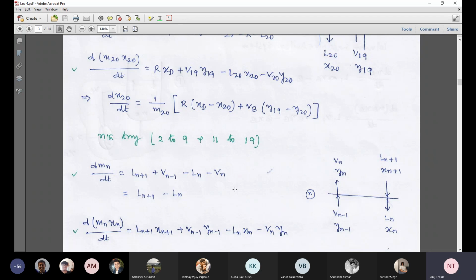If you have finished this one, you go for the feed tray. If you have finished the modeling equations for a typical nth tray, you go to develop the model equation for the feed tray. Next, you go to develop the two modeling equations for the feed tray.